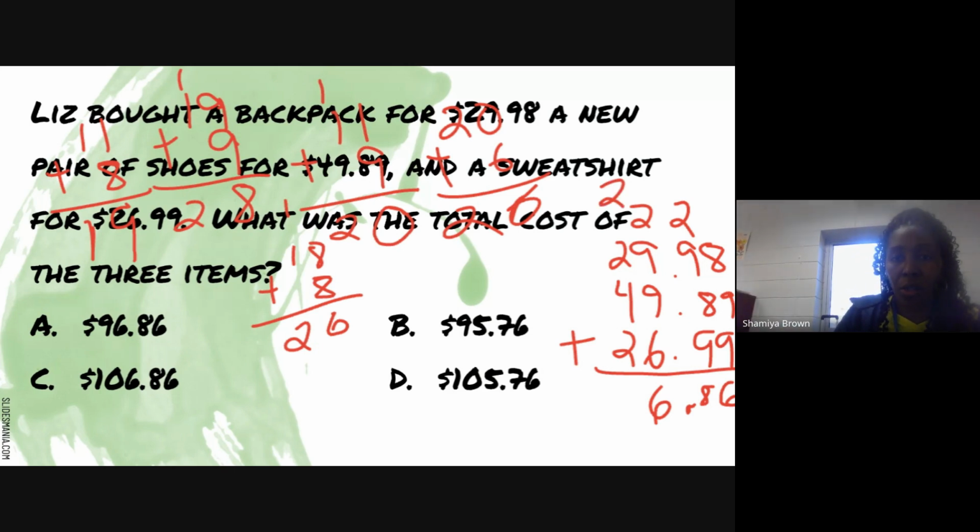Now I need to add up 2 plus 2 plus 4 plus 6. So 2 plus 2 is 4. 4 plus 4 is 8, and 8 plus 2 is 10. So it will be $106 and 86 hundredths. $106.86. So my answer is C.